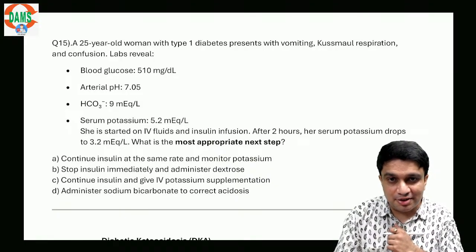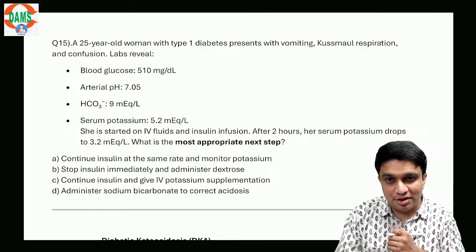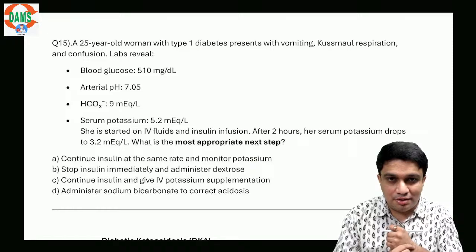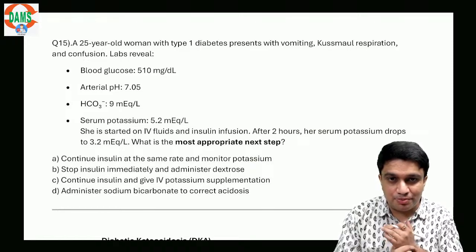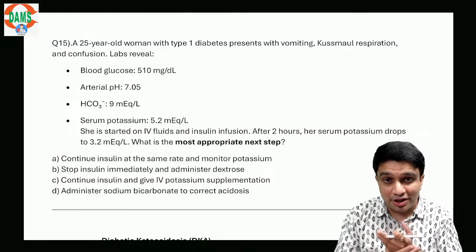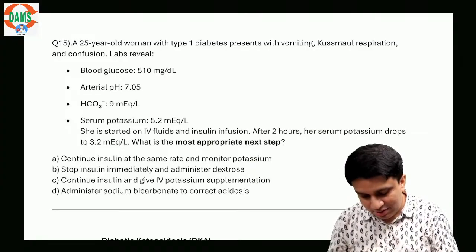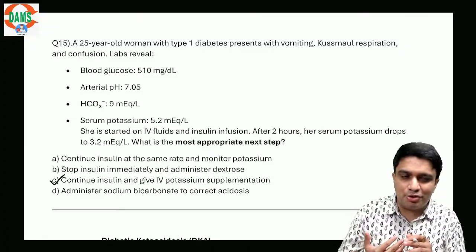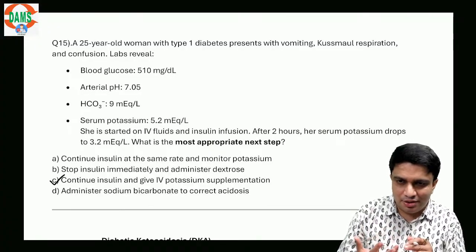Continue insulin at the same rate and monitor potassium. Stop insulin immediately, administer dextrose. Administer soda bicarb to correct acidosis. Rule out everyone. Apply your common sense. Continue insulin, give potassium supplement. Yes. Ideally, I could have stopped the insulin, but I know when I give potassium, things are going to recover.